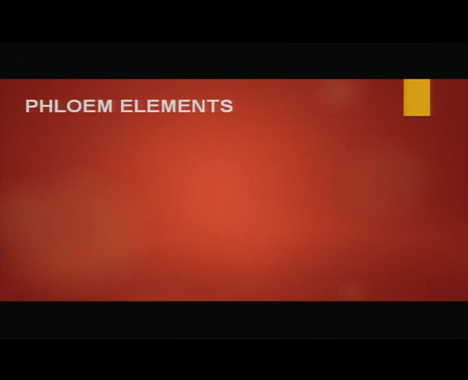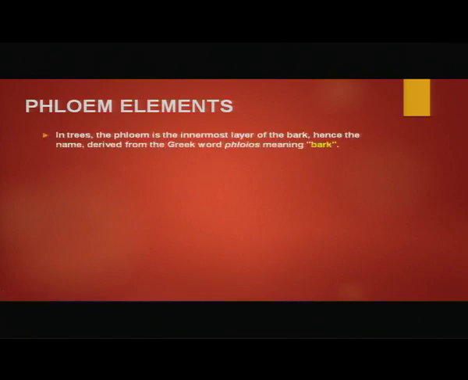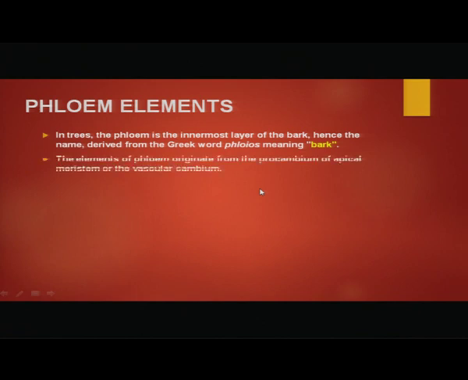Let us take now the phloem elements. In trees, the phloem is the innermost layer of the bark, hence the name. It is derived from the Greek word phloios, meaning the bark. What does the phloem do, by the way? Yes, you are right. The phloem carries the photosynthates to different parts of the body of the plant.